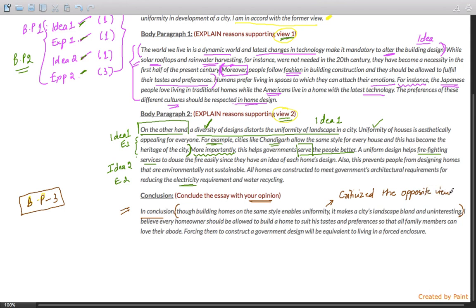And then in the next sentence: I believe every homeowner should be allowed to build a home to suit his taste and preferences so that family members can love their abode. This is your opinion. Forcing them to construct a government design will be equivalent to living in a forced enclosure. So again, you are basically criticizing the opposite view. So there are ways to explain your opinion, and one of the ways is to criticize the opposite side, the opposite view, and support your own view. That is one way to explain your own opinion.